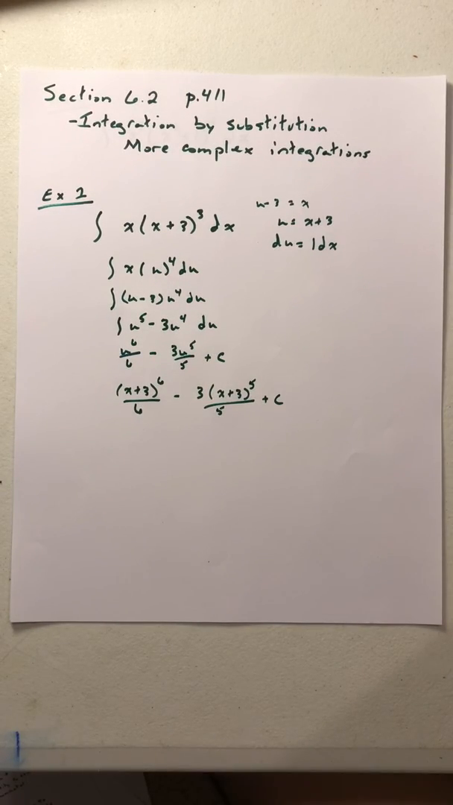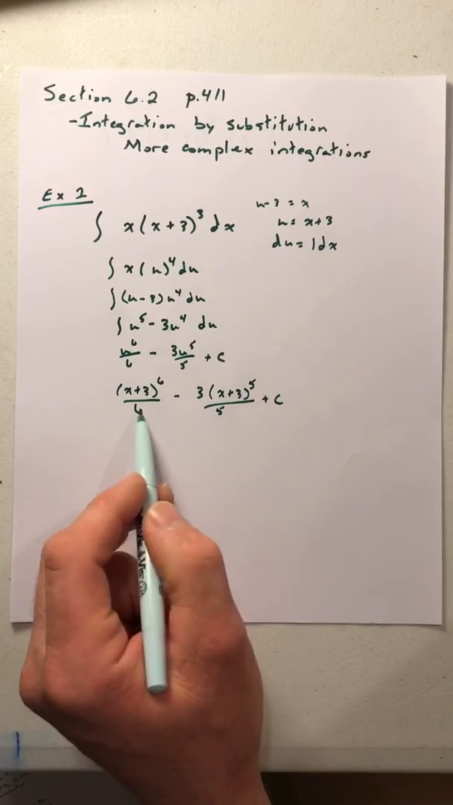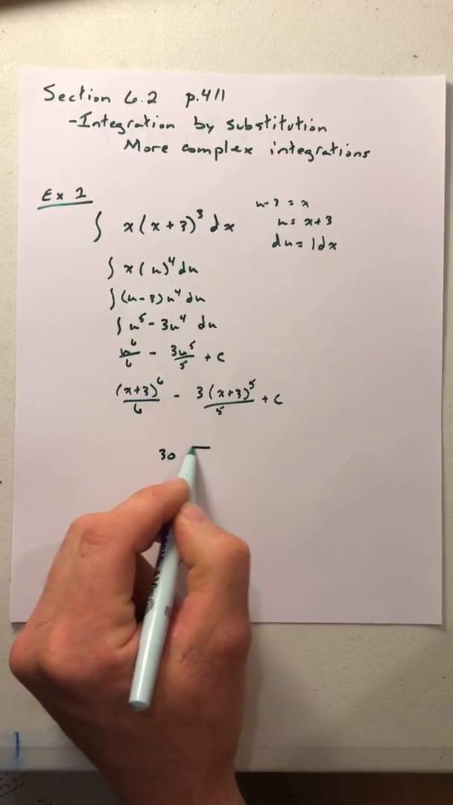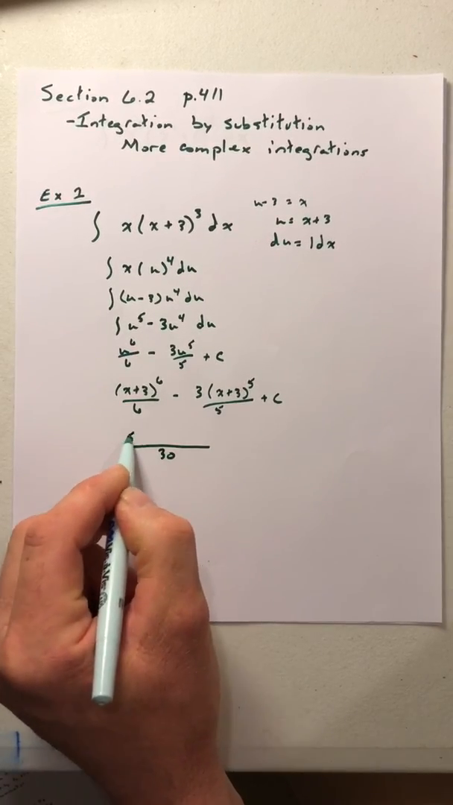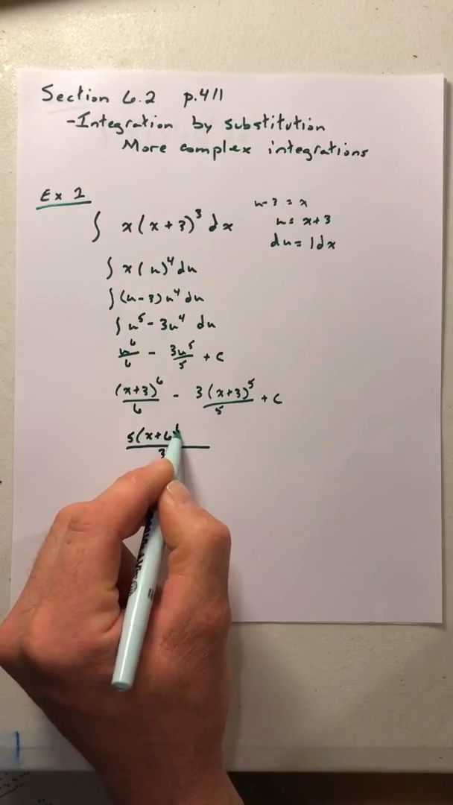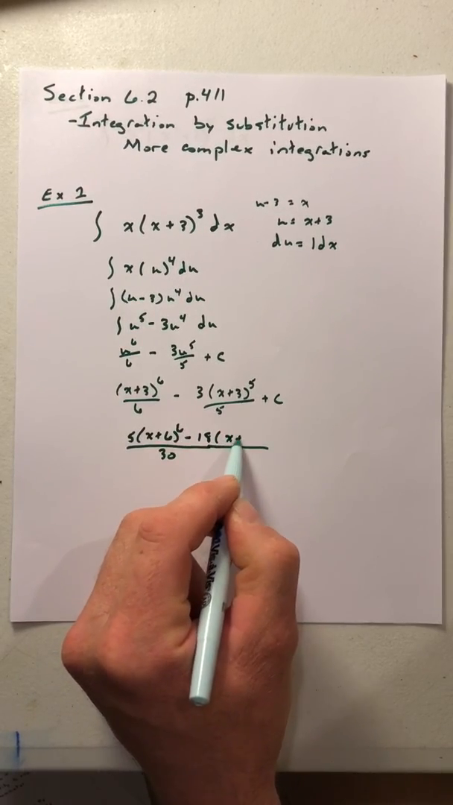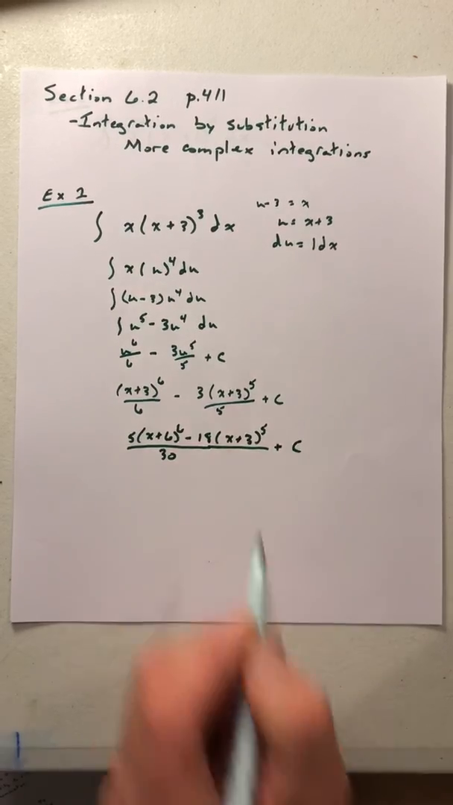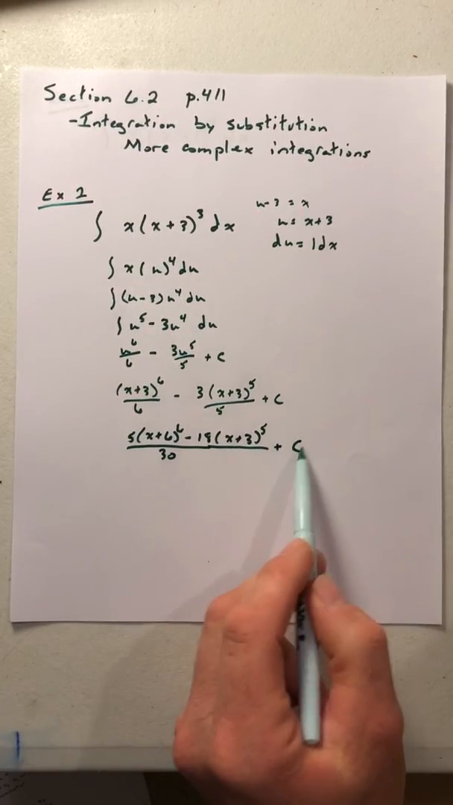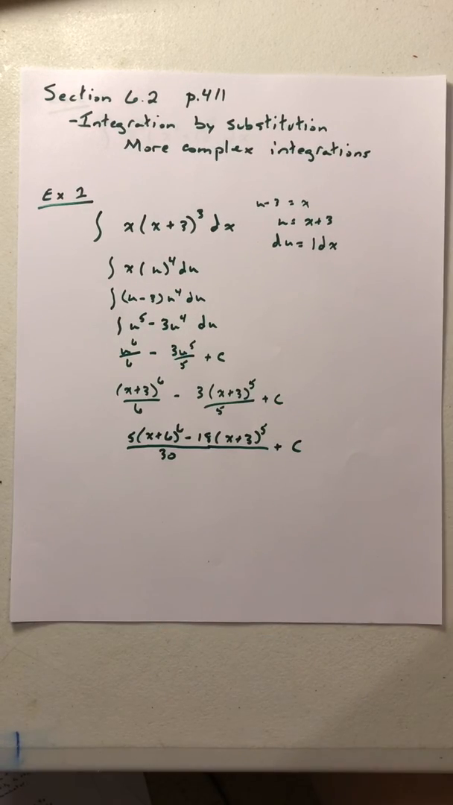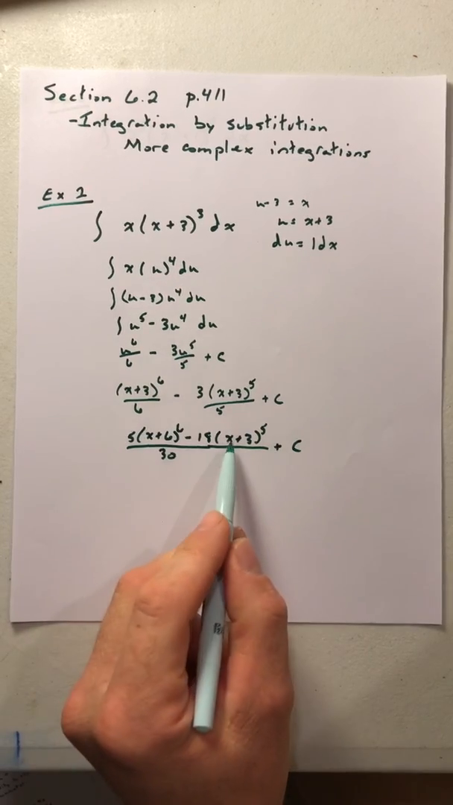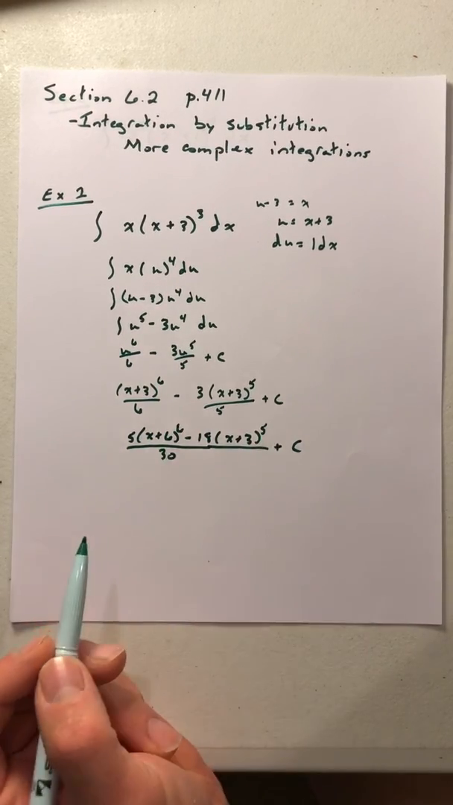Again, I'm going to ask for a common denominator, which is going to be 30. So we end up with 5 times the quantity x plus 3 to the sixth minus 18 times the quantity x plus 3 to the fifth, plus c. Again, remember, we leave that plus c out to the side. It's a variable that is very fluid, so we just leave it and don't put it in with a common denominator. Well, if I look at this numerator, I can clean that up.